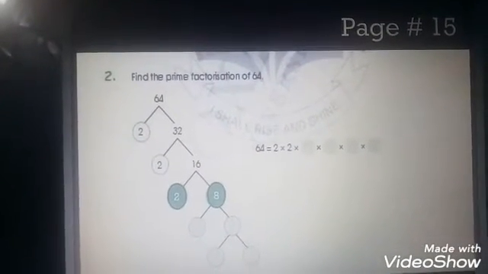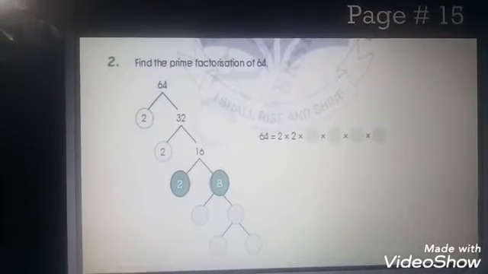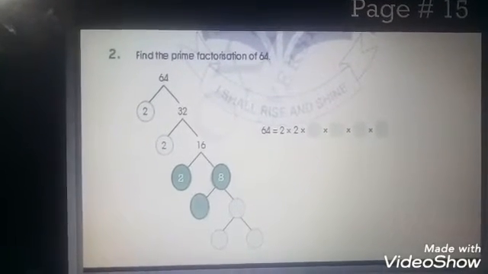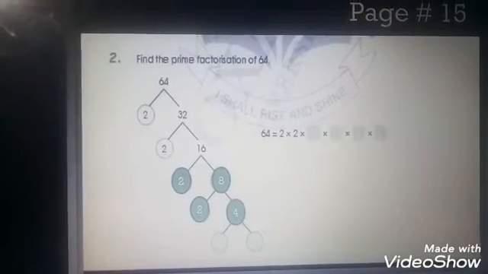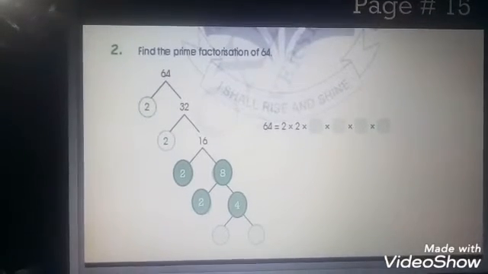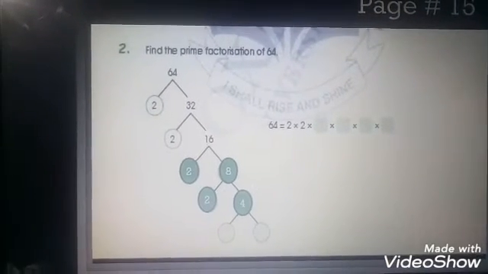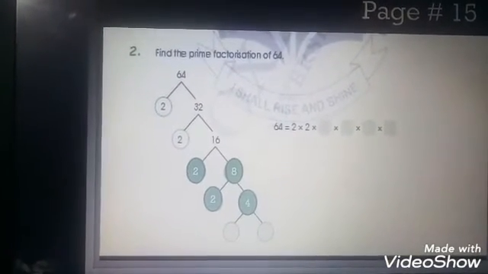So 8 is an even number, so you can start with 2. 2 multiplied with 4, 2 4s are 8. You see, students, now we again got a composite number, 4.